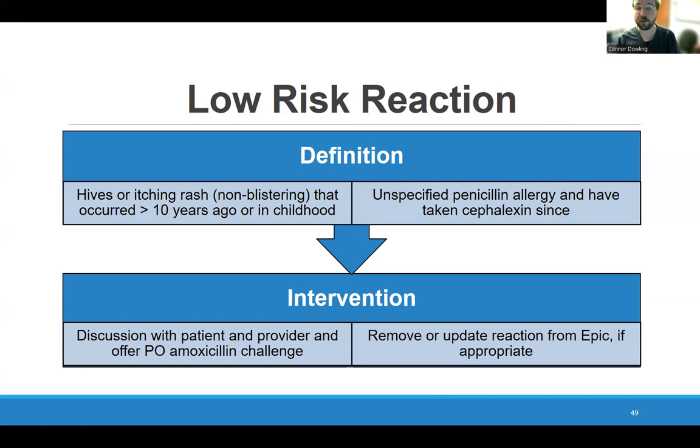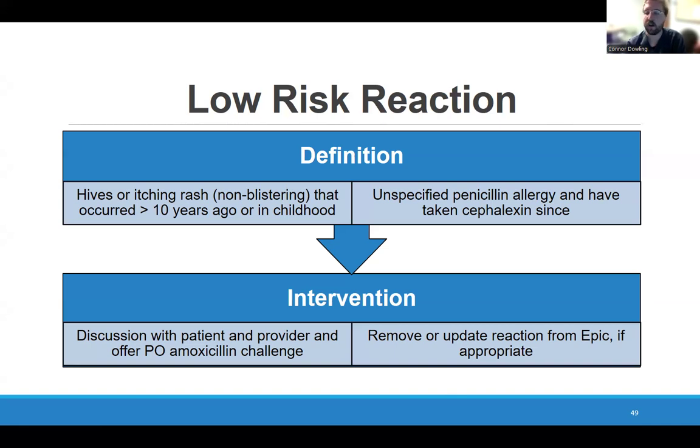So once we've talked with the provider, talked with the patient, and we get the okay from both of them, this is where we can go ahead and give our oral amoxicillin challenge. And then if they appropriately tolerate it and the patient wants to do this, we can go ahead and remove or update the reaction in Epic, depending on what the patient prefers. Because sometimes people do still prefer to leave the allergy on, but they would be okay with you updating the allergy in Epic itself.